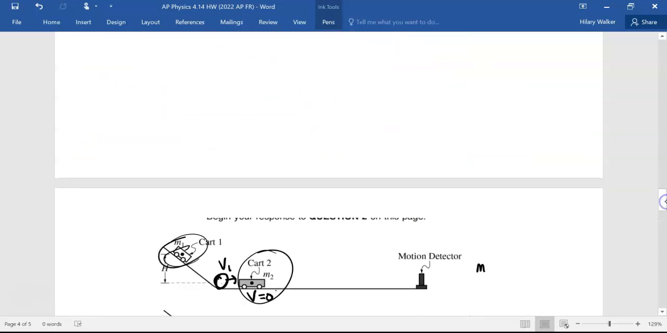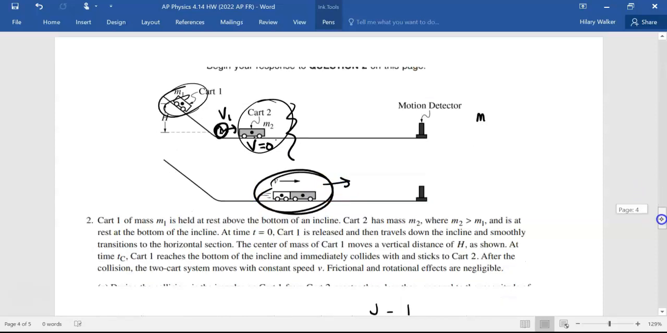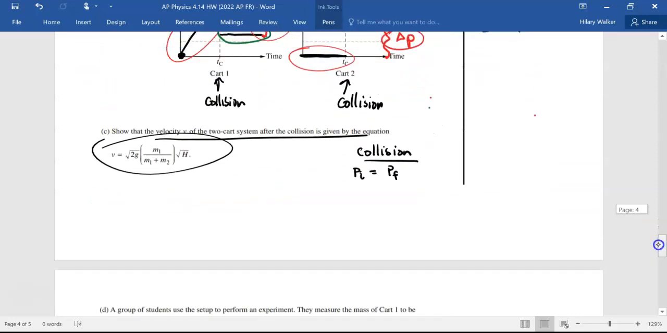So right before the collision, if we look at this, cart 1 is going to be moving at some speed v1. Cart 2 is at rest, and then after the collision, they are together. So this is our after picture, and they're calling just v both v. So let's go ahead and set up a momentum equation to show this.